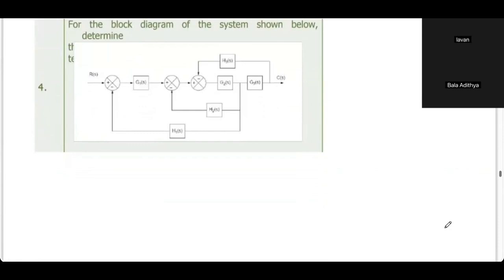For the block diagram of the system shown below, determine C(s)/R(s). Now, how will you do this? You will have to remove this G from here and bring it here. Did we do this problem yesterday? Yes, sir, a similar diagram. I think it's the same problem.